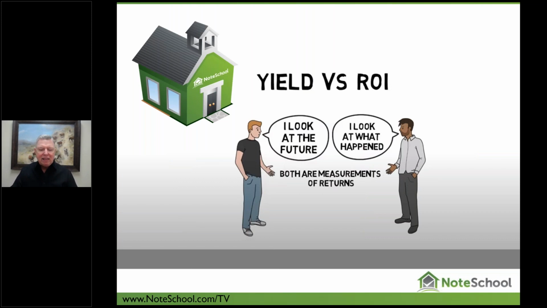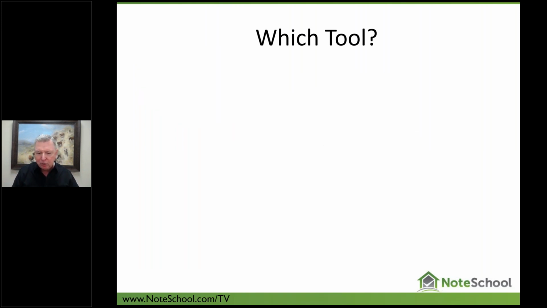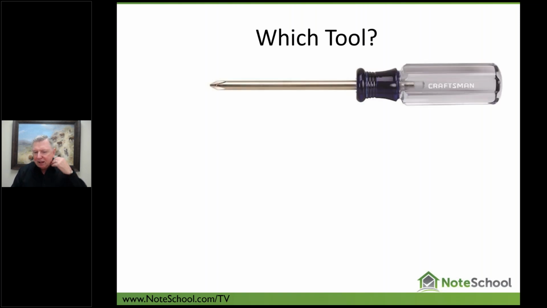So the guy that's looking at yield, he says, I'm looking into the future, meaning way out into the future. And the guy that is looking at ROI is saying, I'm looking at historical data on a 1-year period. Both are measurements of return, right? So which tool do you use, right? Well, this is a pretty simple analogy, but it's a pretty good one.